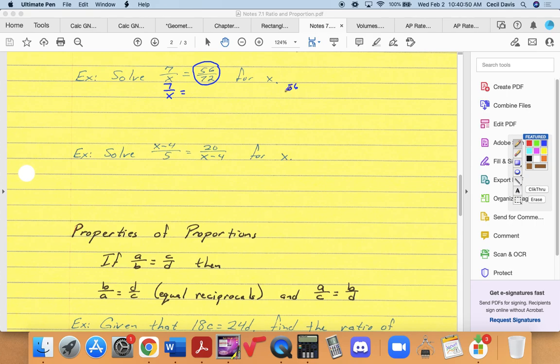So if you got 56 over 72, what are both of those evenly divisible by? They're both divisible by 8. So 8 goes into 56 how many times? 8 times 6? No. 7, yes. 7. And 8 goes into 72 how many times? 9 times.